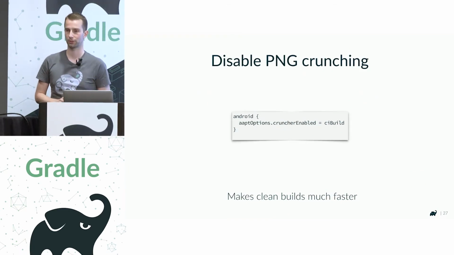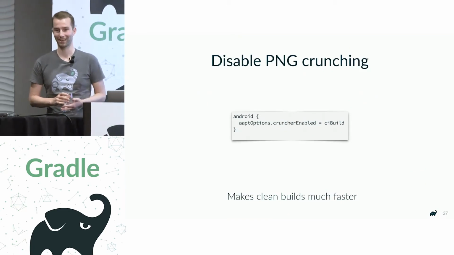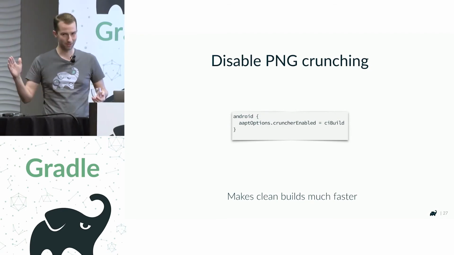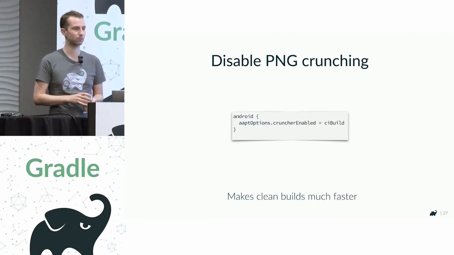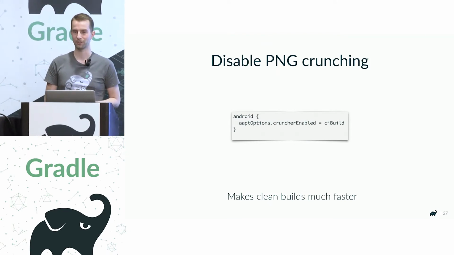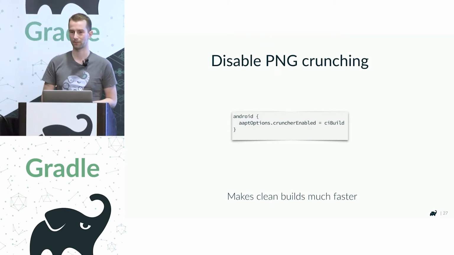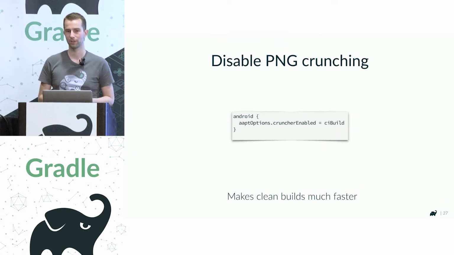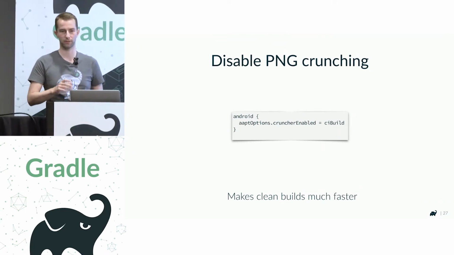Same goes for PNG crunching. Your users definitely care how big your APK is, so you want to compress those PNGs as much as possible. But your developers, no, they don't want to spend time crunching PNGs. They just want to redeploy the app as fast as possible. So same here, just deactivate it on developer builds.